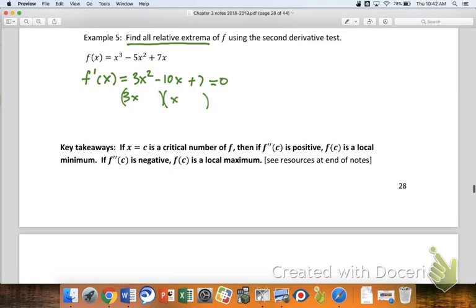And what would it be? It would be x minus 1, x minus 7, like that. Yeah. So you factor it, and then you solve. So x equals 7/3, x equals 1. So what have I found so far? I found critical numbers. So these are my candidates for relative mins or maxes.